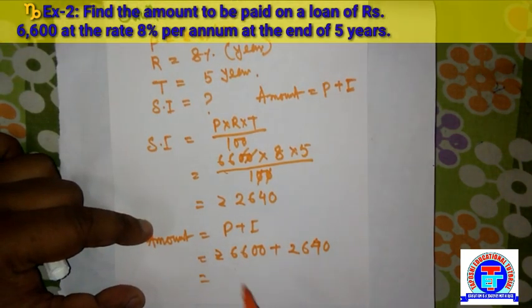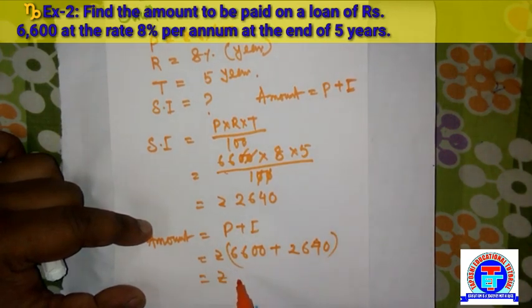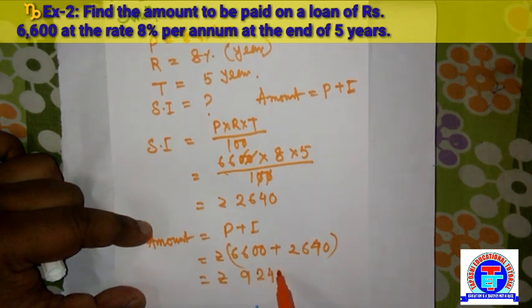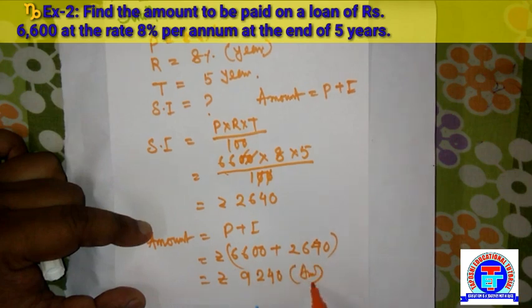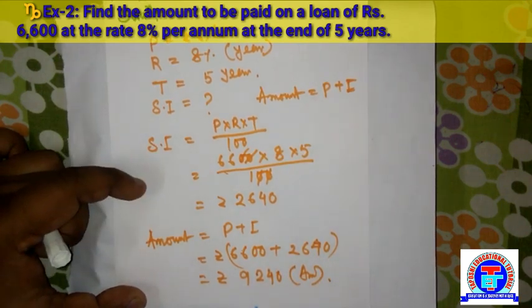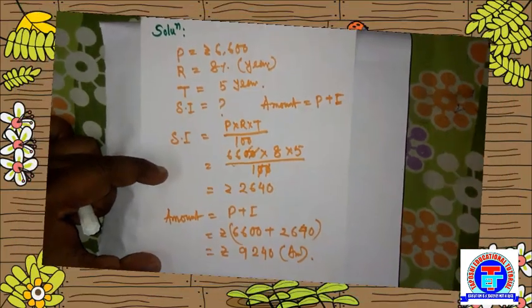This one will come to rupees 9,240. Okay. So the amount to be paid is rupees 9,240. This is the answer. Correct? Hope students, you clearly understood.